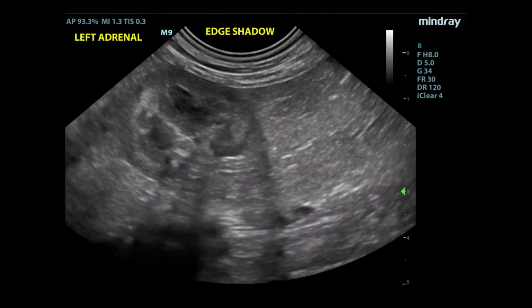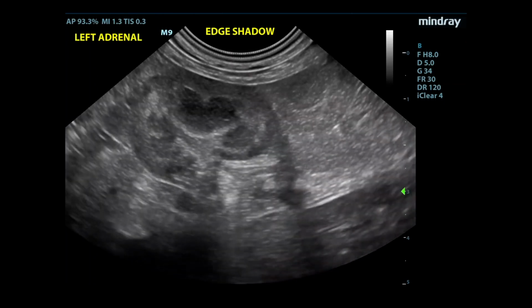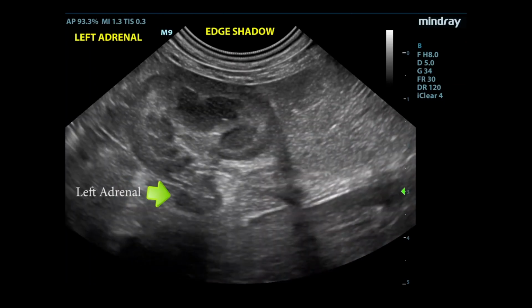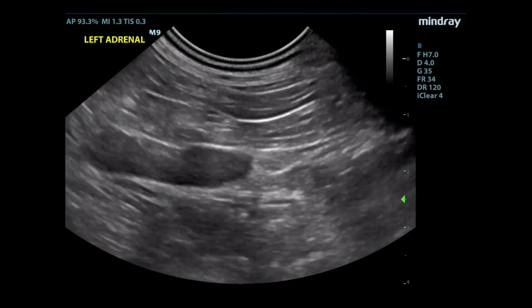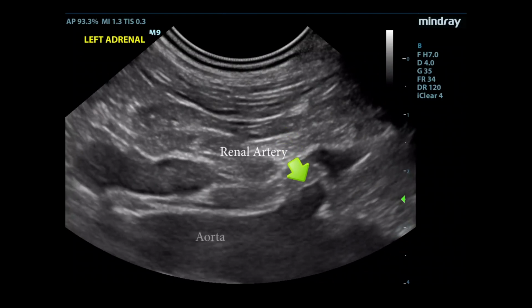From the left lateral sagittal position, the left adrenal is usually located between the cranial pole of the left kidney and the aorta. If the renal artery or vein is seen, the left adrenal will be cranial to them.